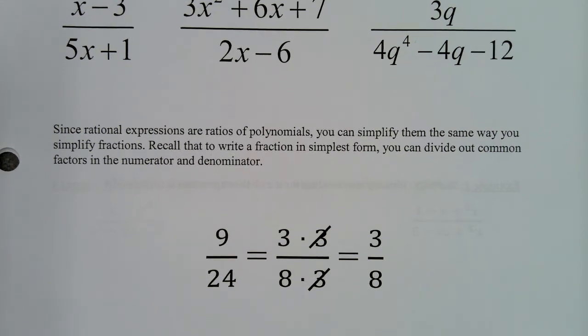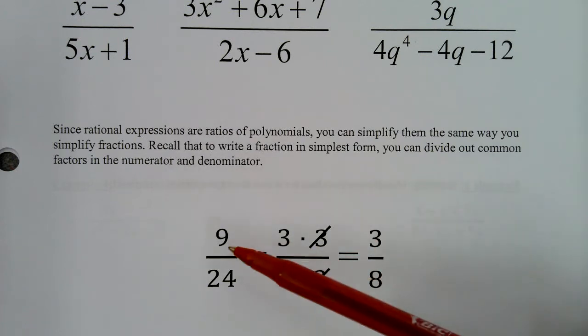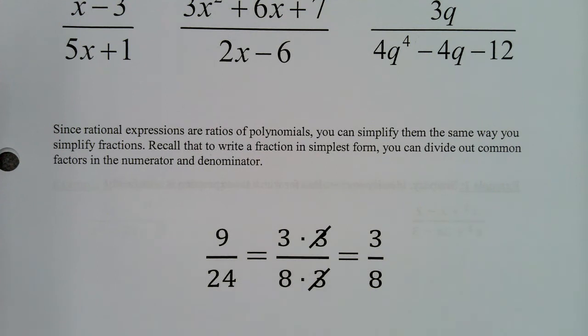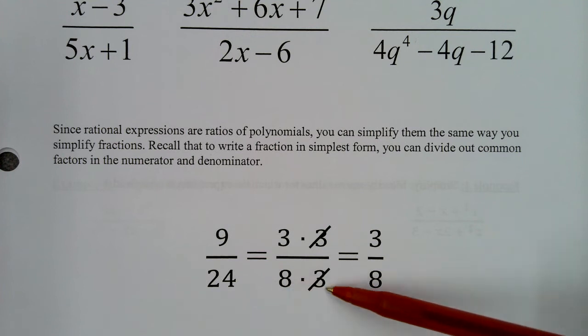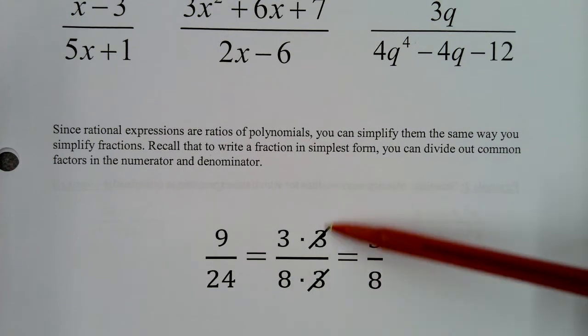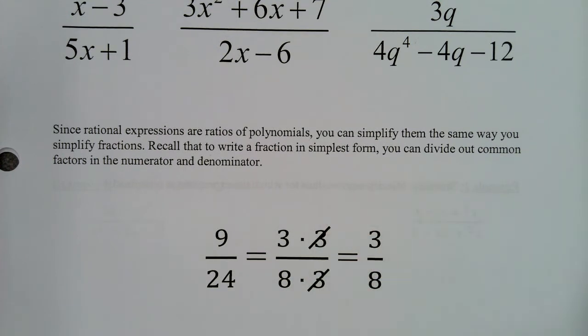Recall that to write a fraction in simplest form, you can divide out common factors in the numerator and the denominator. So for example, 9 over 24 can be rewritten as 3 times 3 is 9, and 8 times 3 is 24. And you divide out the common factor of 3 over 3, and you get 3 over 8, okay?